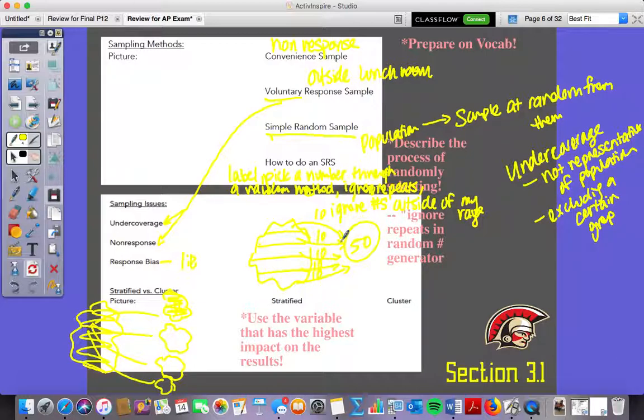Whereas if I was doing stratified, it would be every single store I would select 10 from each of those spots. Does that make sense? Yeah.